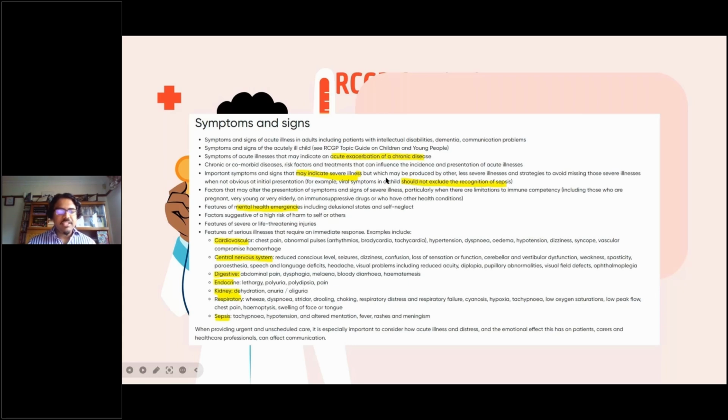They've made this incredibly wordy sentence, but I felt like this is quite relevant to talk about. So, important signs and symptoms that may indicate severe illness, but which may be produced by other less severe illnesses, and strategies to avoid missing those severe illnesses when not obvious at initial presentation. For example, viral symptoms in the child should not exclude recognition of sepsis.